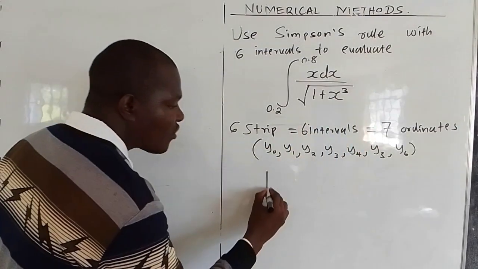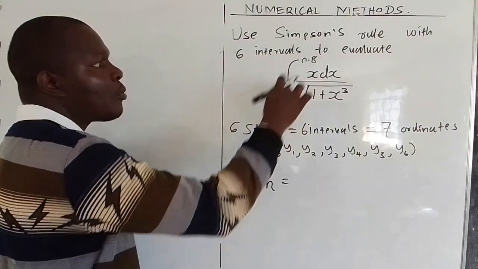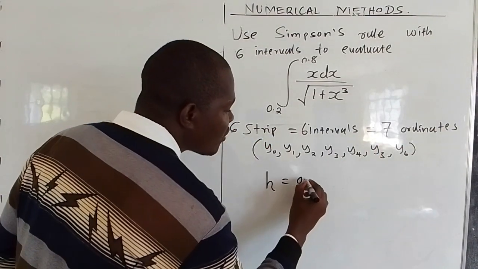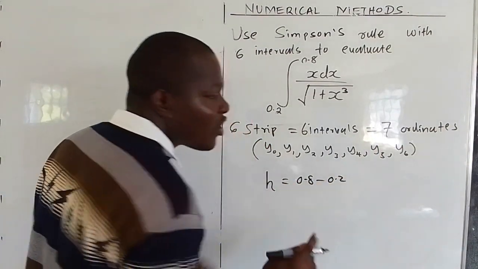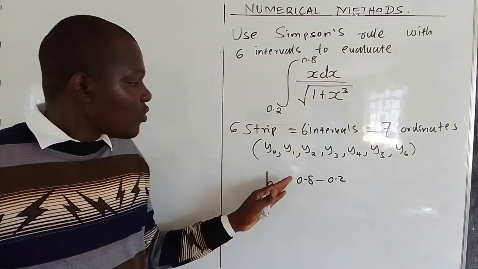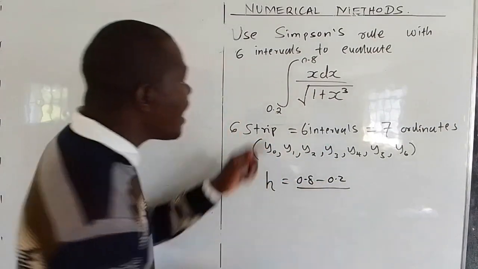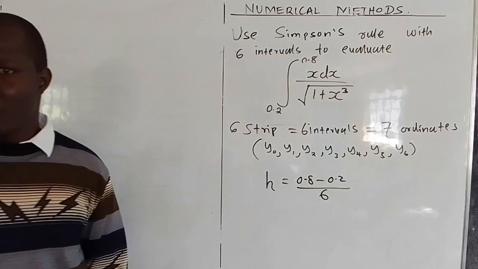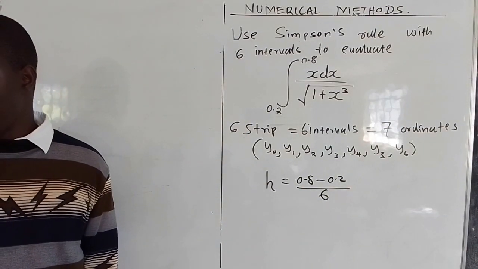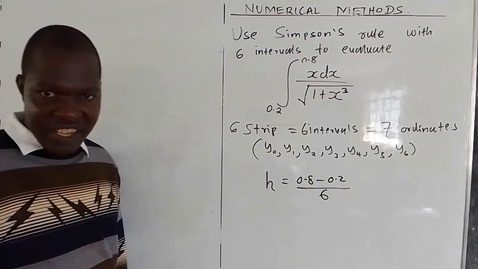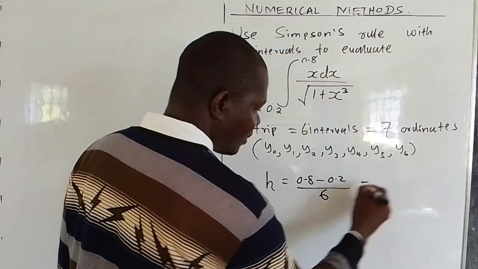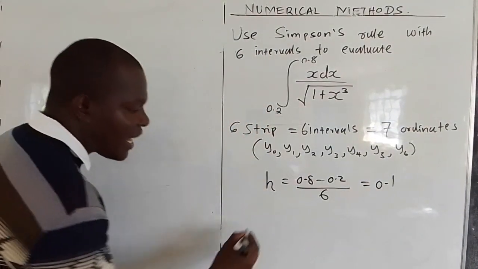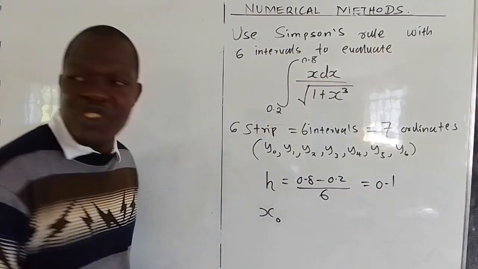Yes. So H, it is starting from 0.2 and moving up to 0.8, meaning the whole of that range is 0.8 minus 0.2, isn't it? And that range of 0.8 minus 0.2 is divided into how many equal intervals? 6. It is divided into 6 equal intervals, isn't it? Are we together? Yes. So what do you get to be the H, the size of each interval? 0.6 divided by 6 is 0.1.